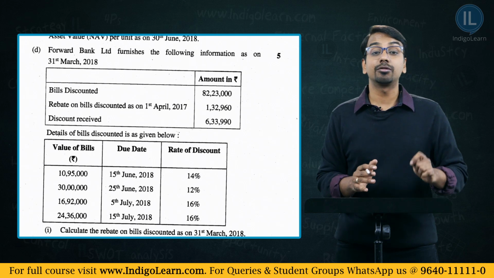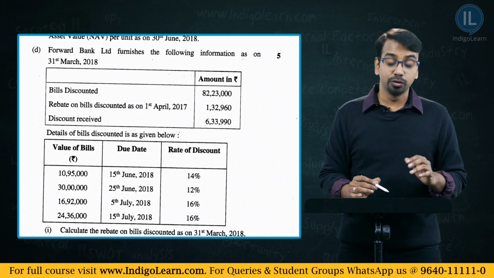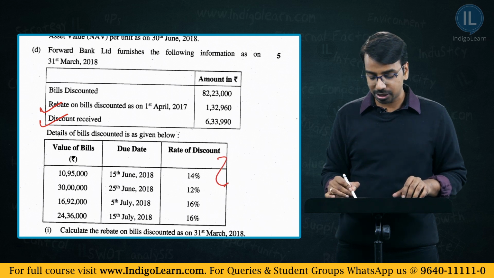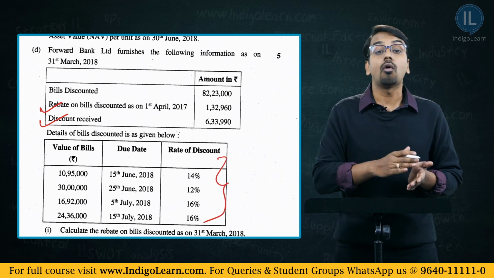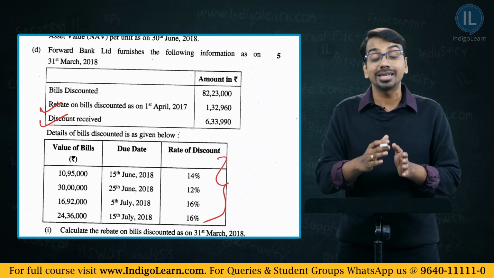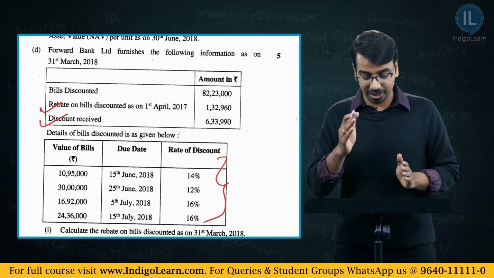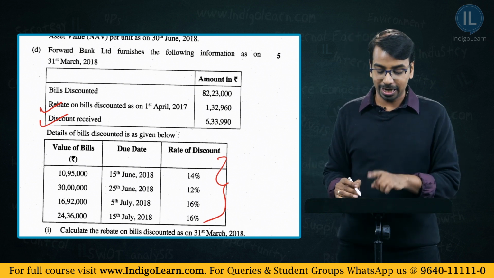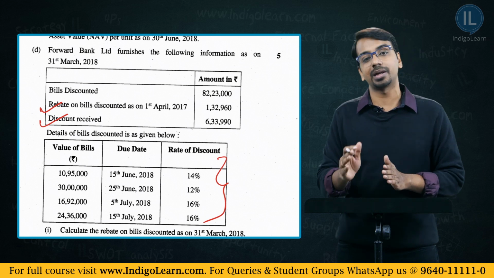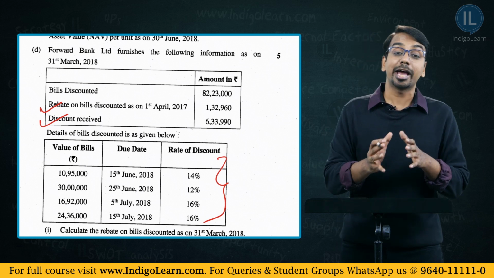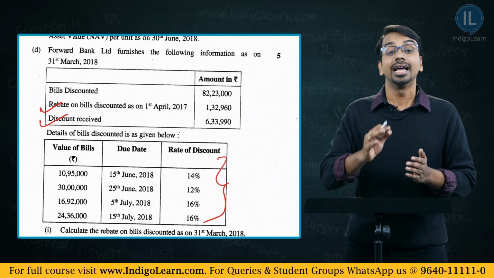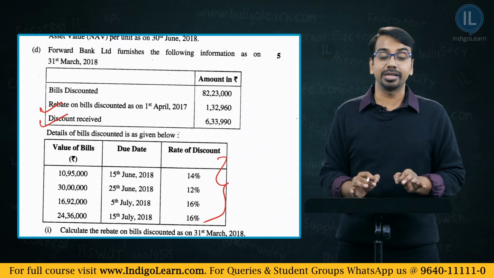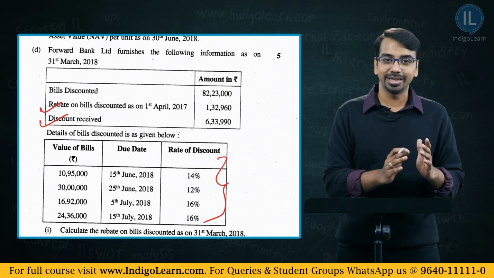Looking at question number D, it was on rebate on bills discounted. So you have the opening rebate, you have whatever the discount has been received, and then based on this information you have to compute what is the unexpired discount or what is the discount pertaining to the next financial year. What are the number of days that are remaining after 31st March, and applying the rate of discount which is 14% per annum, you could compute what is the amount of rebate that has to be created, and this rebate amount pertains to the next financial year. Once you computed this number, passing journal entries would have been easy.